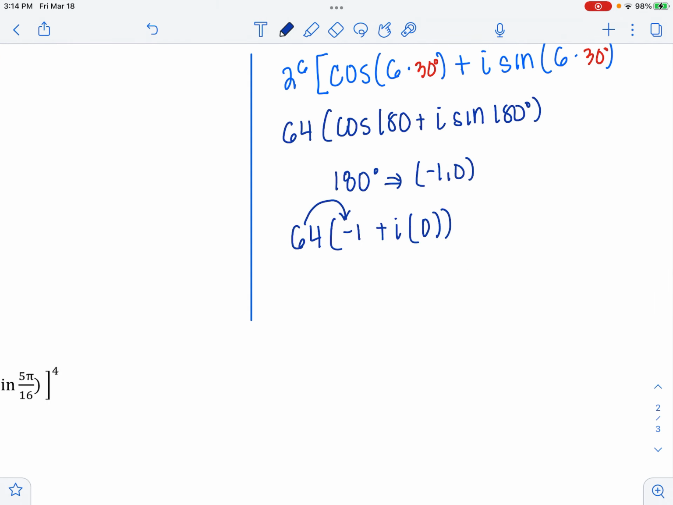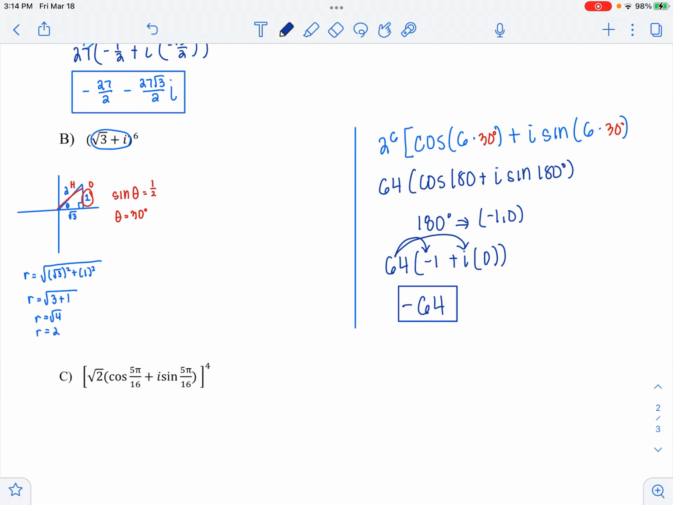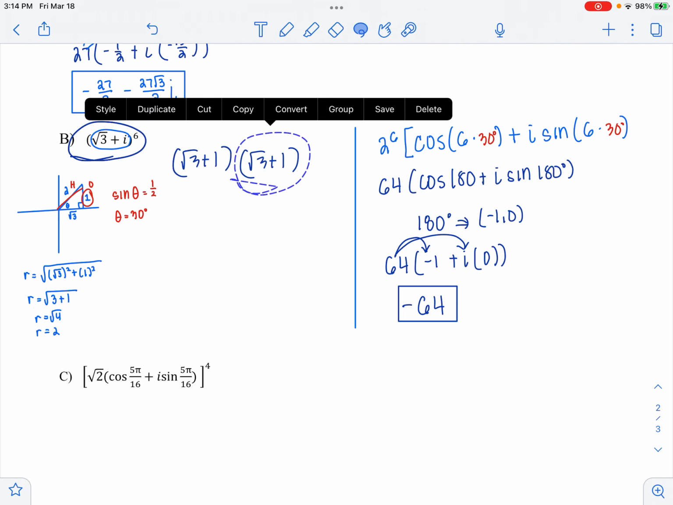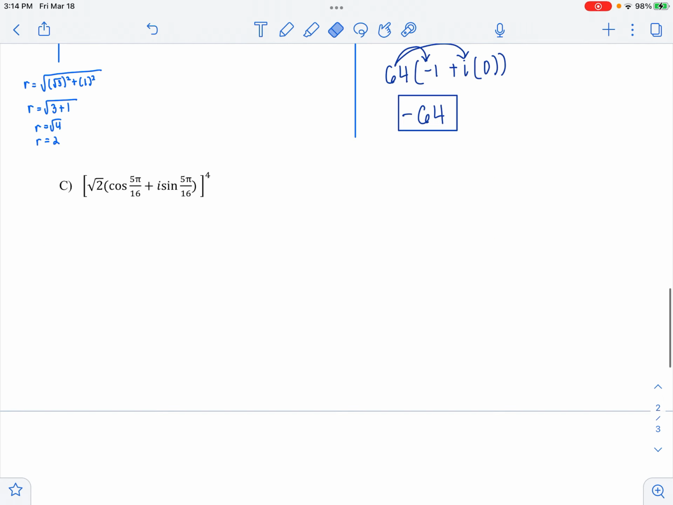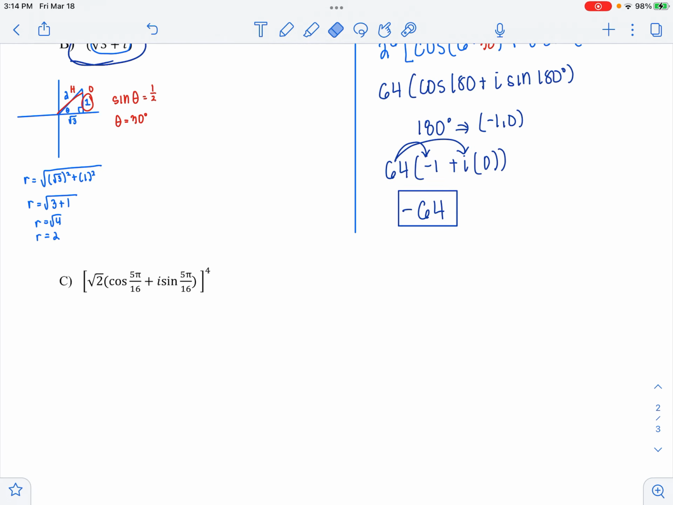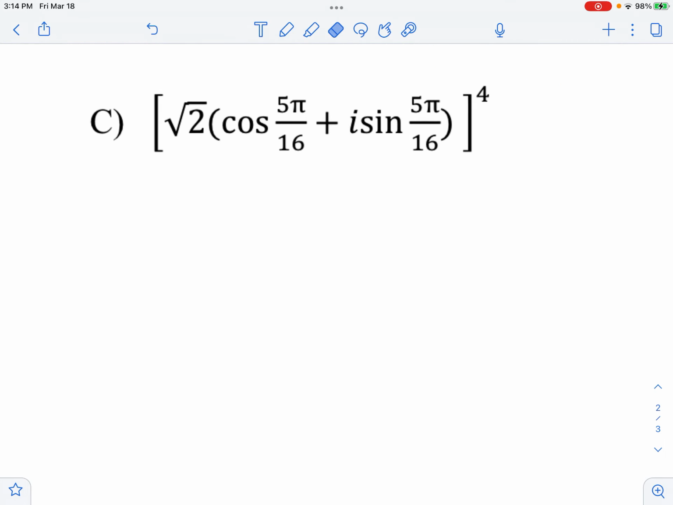And now distribute your 64. So 64 times -1 is -64. 64 times i times 0 is just 0. So I get -64. What that means, if you think about it, is that if I multiply this out, √3 plus i times √3 plus i, and I did it 6 more times, I don't feel like doing it 6 more times. If I multiplied it all out, it would probably take me about 20 minutes, and I get -64. But notice this was a shortcut. DeMoivre's theorem is a shortcut.